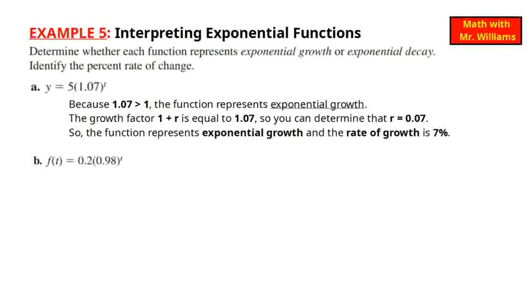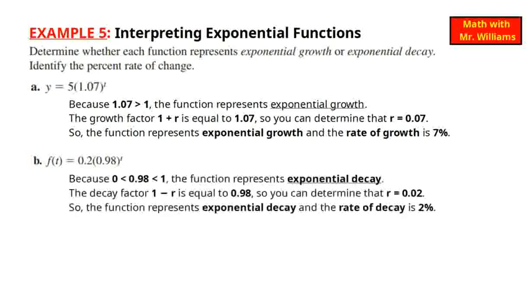All right, for b, we have f of t equals 2/10 plus 98/100 to the t power. So because the 98/100 is between 0 and 1, the function represents an exponential decay problem. The decay factor, 1 minus r, is equal to 98/100, so you can determine that the r is equal to 2/100. So the function represents exponential decay with the rate of decay that is 2%.